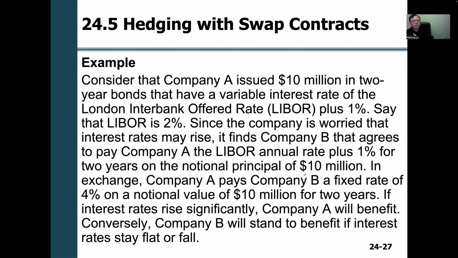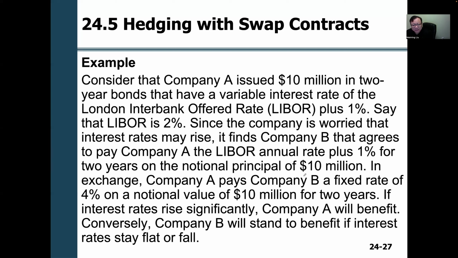So here's an example. Consider that company A issued a $10 million 2-year bond that has a variable interest rate of the London Interbank Offered Rate, LIBOR, plus 1%. So this is going to be a variable interest rate hinged on the LIBOR. Say the LIBOR is 2%. Since the company is worried the interest rate may rise, it finds company B that agrees to pay company A the LIBOR annual rate plus 1% for 2 years on the notional principal of 10 million. In exchange, company A pays company B a fixed rate of 4% on a notional value of 10 million for 2 years. If interest rates rise significantly, company A will benefit. Conversely, company B will stand to benefit if interest rates stay flat or fall.